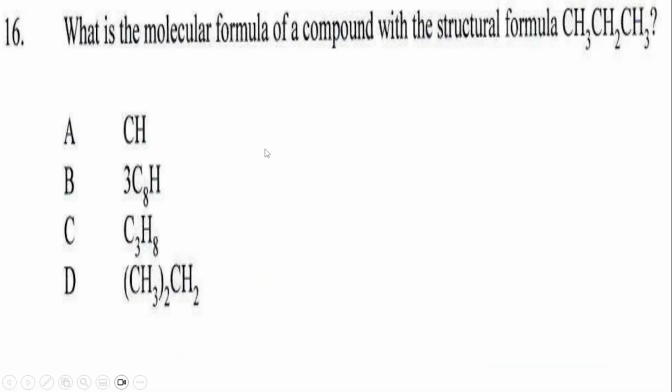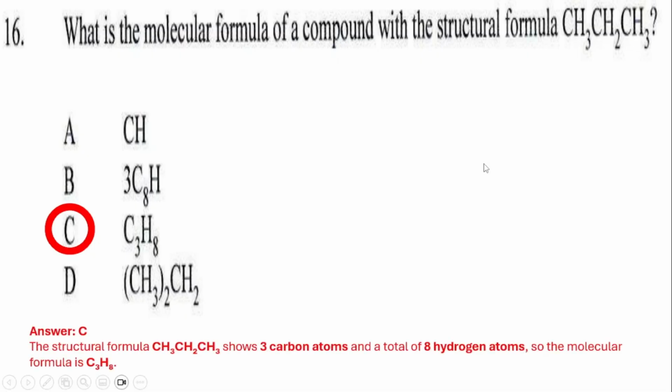Let's move on to question number 16, and it says, what is the molecular formula of a compound with the structural formula CH3, CH2, CH3? Is it CH3, C3H8, C3H8, or CH3, 2CH2? Well, the correct answer is definitely going to be C. And the reason is because notice how many carbons we have. We have 1 carbon, 2 carbons, and 3 carbons. So that's why we have C3, because we have 3 carbons.